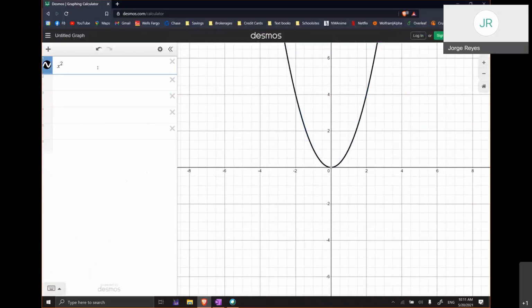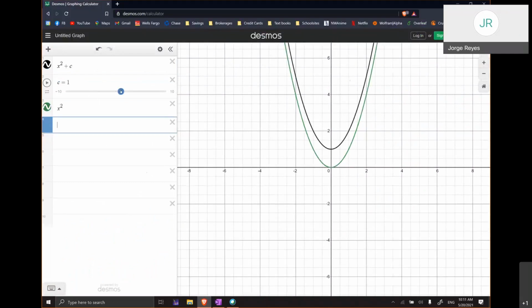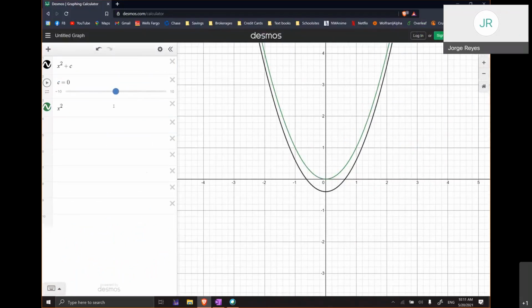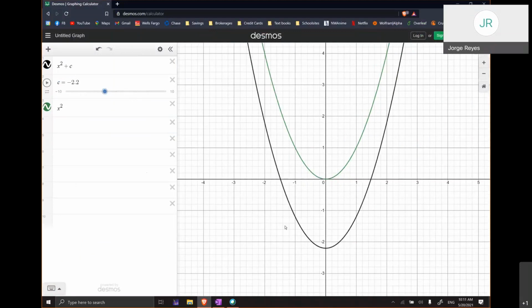So here I have the square root function, and let me put plus c, and let me get the original on there. There we go. So the green is the original, and so here I have plus 1, and look, I went up 1, and then I can just keep going up and down. Up, down. So if I have a minus 2.2, I went down 2.2 units.